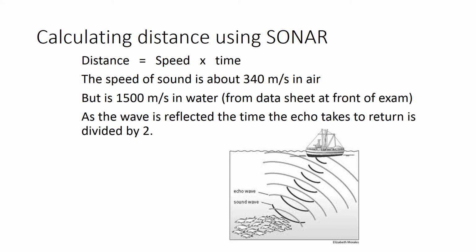The speed of sound in air is 340 meters per second. That's in the data sheet at the front of the exam. The speed of sound in the water is 1500 meters per second. As the wave is reflected, the time the echo takes to return is divided by 2 to get the distance to the fish.